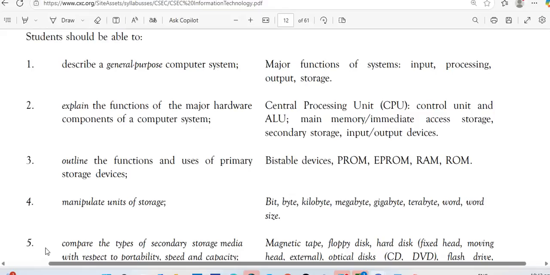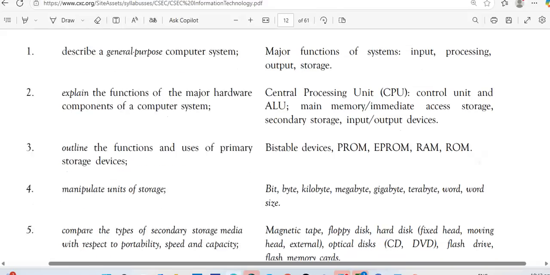Word: in computing, a word refers to a group of bits that are processed together by a computer's processor. The size of a word can vary depending on the computer architecture. All right, so to manipulate units of storage, you have to understand how to convert between different units and perform arithmetic operations on them. For example, to convert bytes to kilobytes, divide the number of bytes by 1024. To convert kilobytes to megabytes, and so on, you can look at your textbook to find all the formulas for doing that.